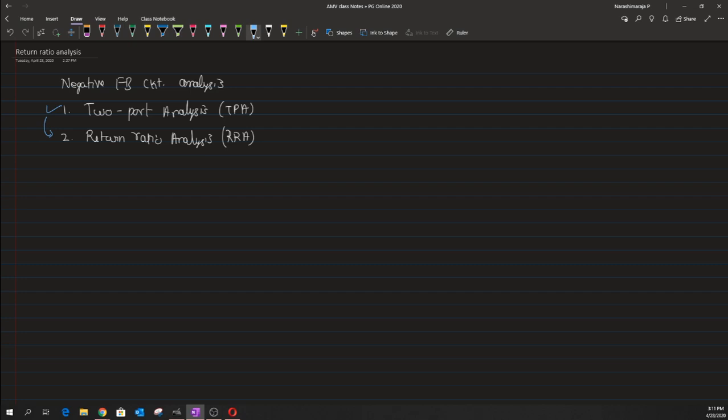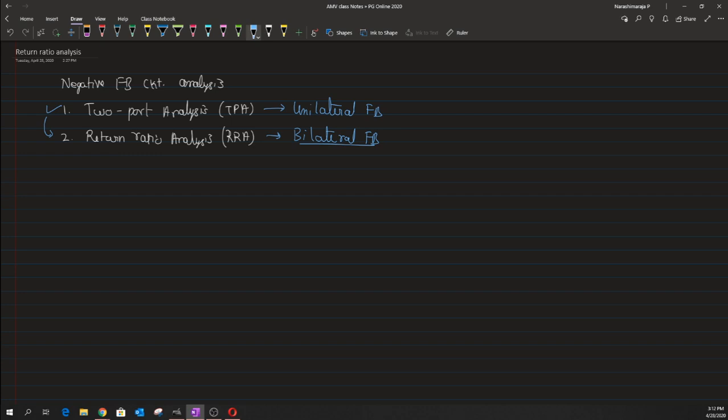The two port analysis in general is used for a feedback network which is considered to be unilateral feedback, whereas return ratio analysis is used for bilateral feedback. In the case of unilateral feedback, the signal travels only in one direction, whereas in a bilateral feedback network, the signal may travel in both directions. Okay, so this is the subtle difference between these two analyses.